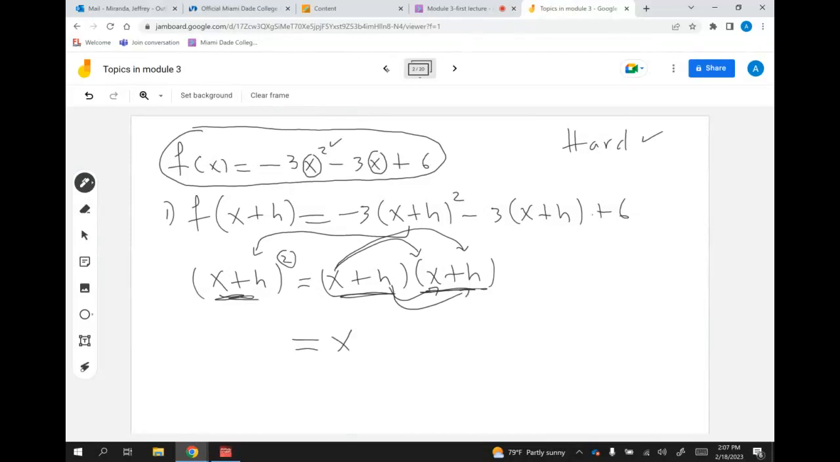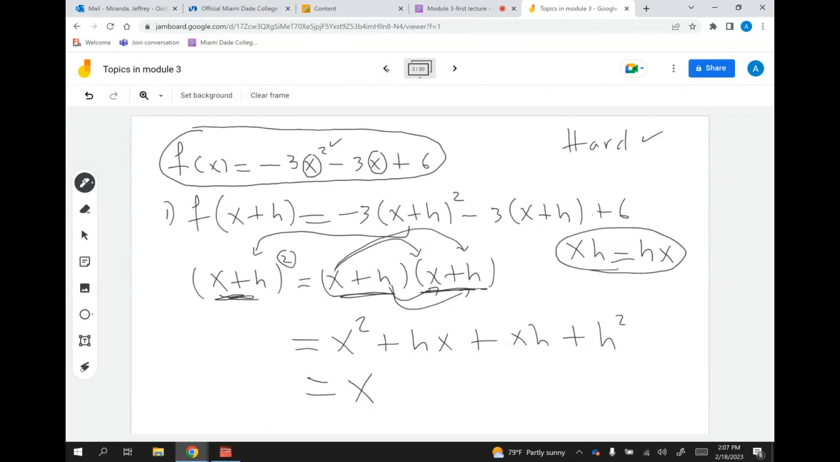And here I go. x squared plus xh plus another xh plus h squared. Remember, xh is the same thing as hx. So when I combine like terms, I have two of them: 1 plus 1 equals 2 of them, plus h squared. Okay, so again, look how much work you have to do in this one.